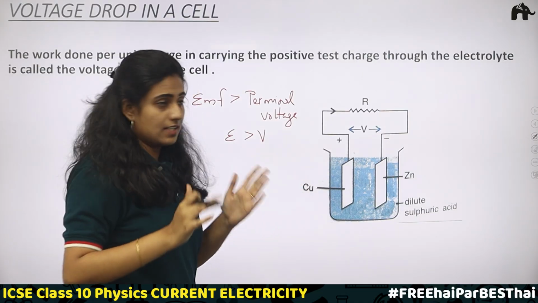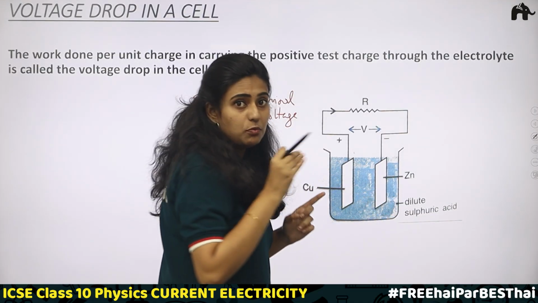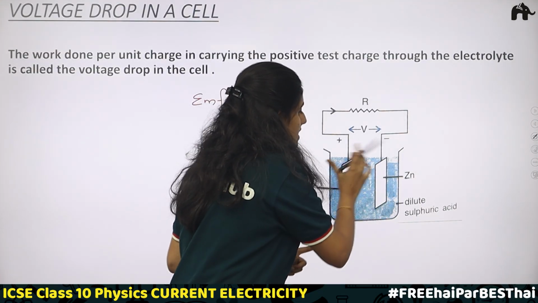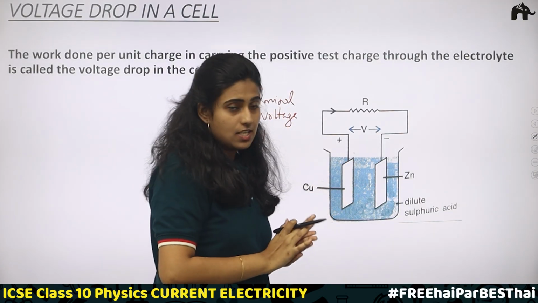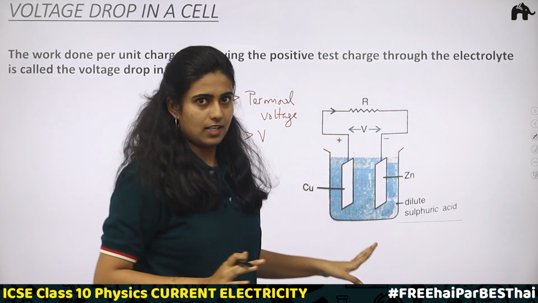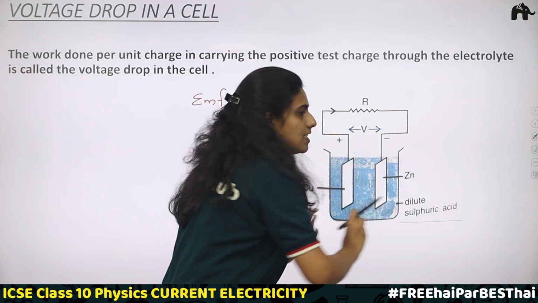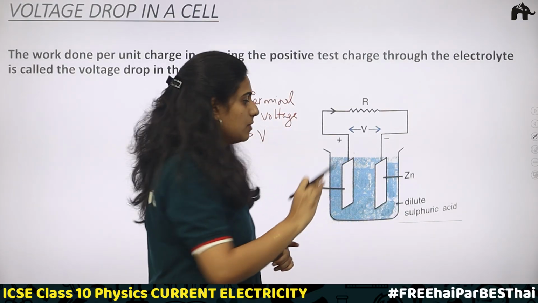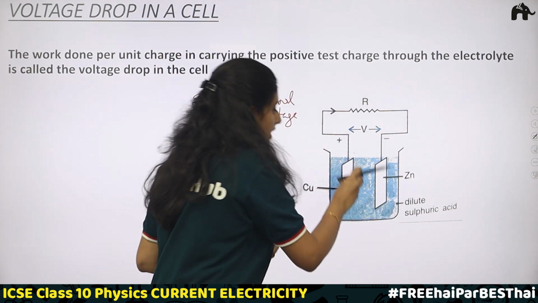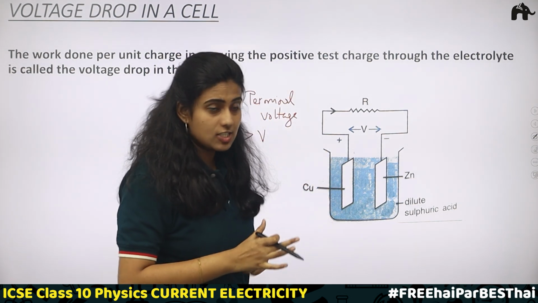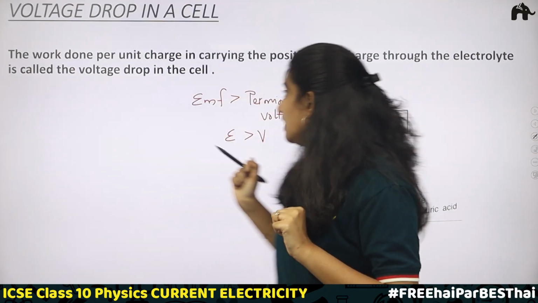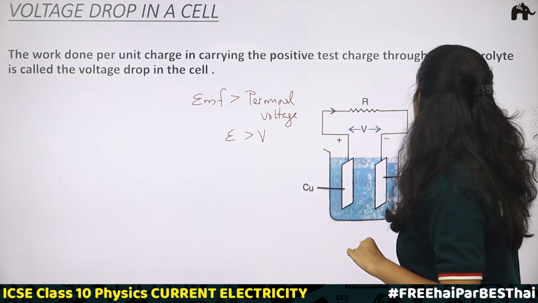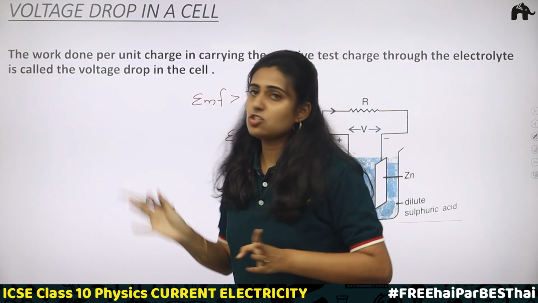Now the difference: there is work done in moving a unit positive test charge inside the cell, inside the electrolyte, and this work is the voltage drop. Here the chemical energy is getting converted into electrical energy. Due to this motion of charges, there is a loss of energy, and this energy appears as heat. So we define voltage drop as the work done per unit charge in carrying the positive test charge through this electrolyte.